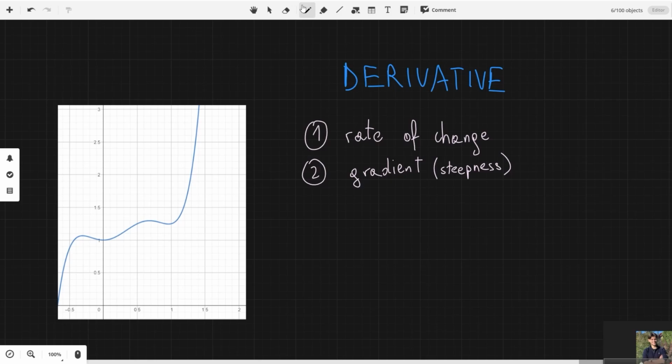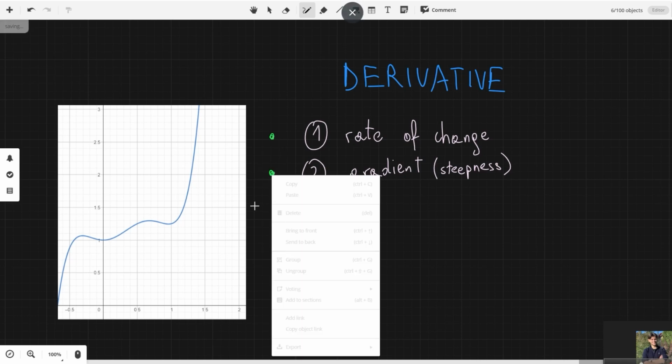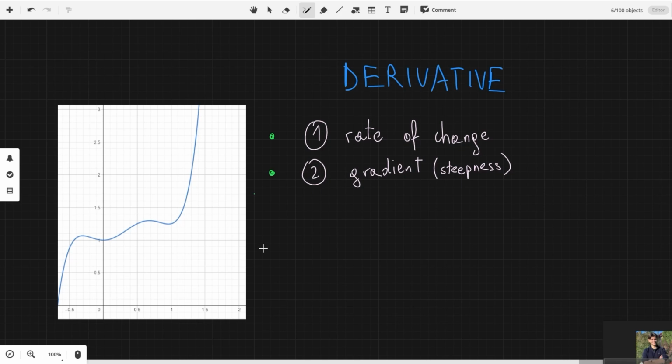A quick summary. What we've said so far is that whenever you hear the word derivative, you want to think of either the rate of change of something or the gradient of a curve, of a graph of a function, its steepness. You need to be able to use these two definitions interchangeably, or actually, no matter the context, you should be able to interpret the derivative in both ways.